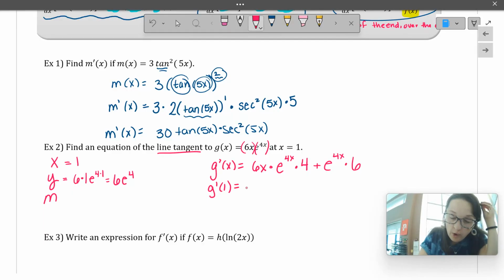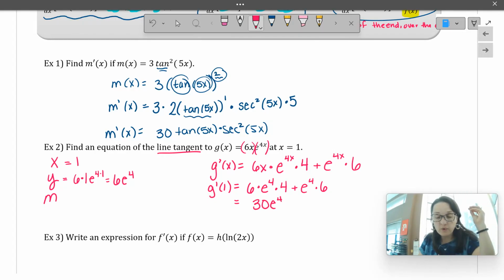Evaluate that at 1, and I get 6 times e to the 4th times 4 plus e to the 4th times 6, which is 24 e to the 4th plus 6 e to the 4th. That's 30 e to the 4th. Woo!